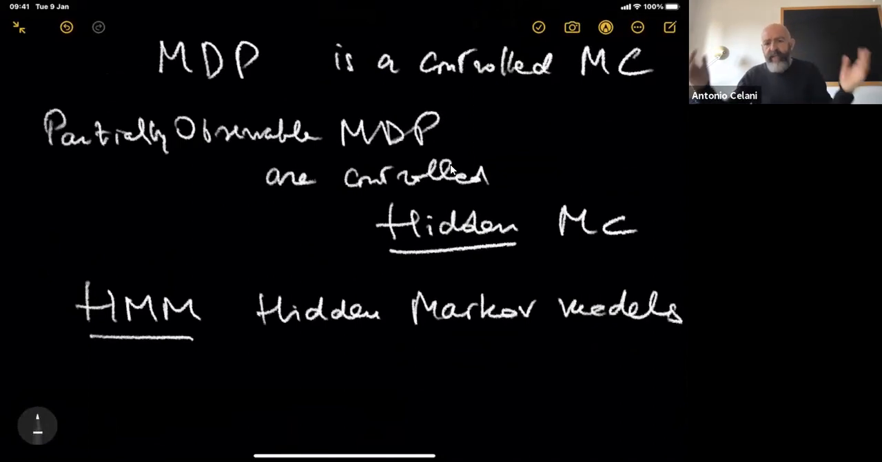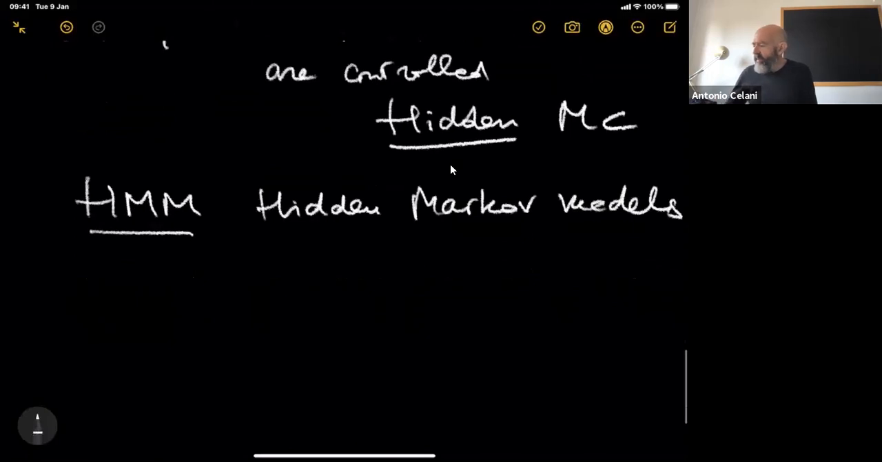And which have widespread applications, of course. As you can realize, all the things that we are discussing are extremely general. Okay. So what's the idea of a hidden Markov model?